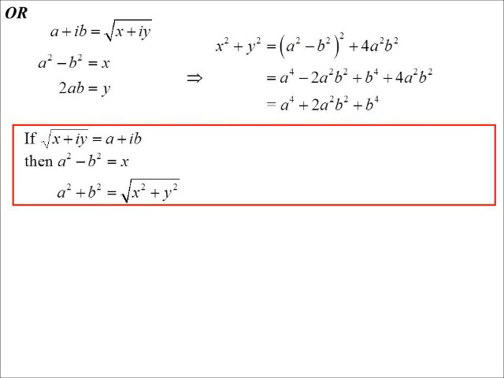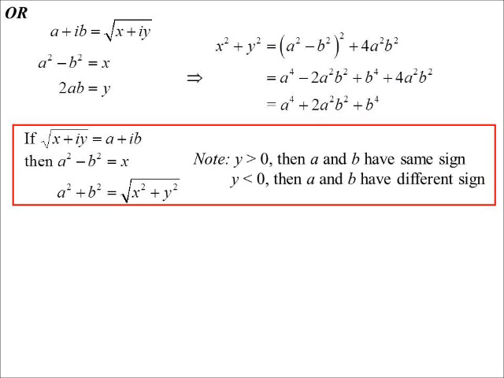So in fact, I think that's a much nicer simultaneous equation to play with. A squared minus b squared is x. A squared plus b squared will always be the square root, and there it is again, of the real part squared plus the imaginary part squared. Simultaneous solving that, add them together, gets rid of the b squared. Subtract them, gets rid of the a squared. Very nice numbers to deal with.